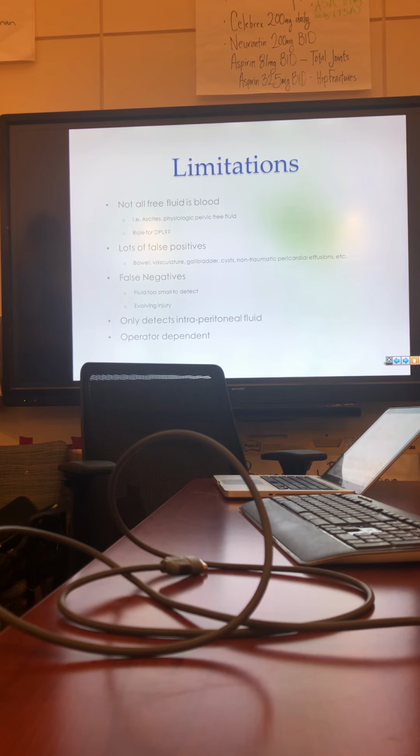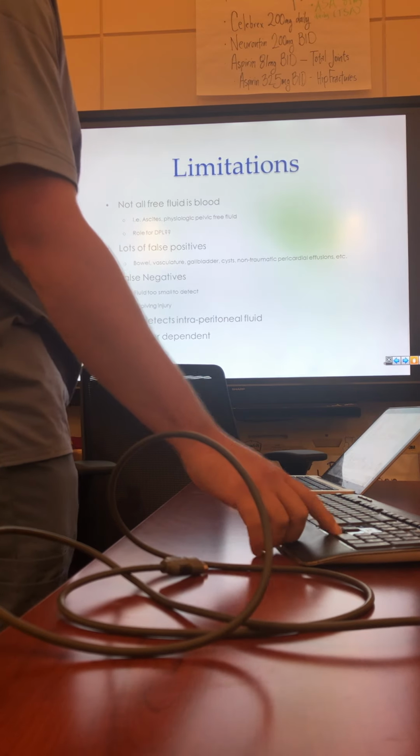Lots of false negatives. It might be too small to detect. And evolving injury. A lot of times you might do the FAST and it's completely negative because maybe there's only 100 cc's in the belly, but then they go to CAT scan and now there's more, and now the CAT scan reads it as much more blood. It doesn't mean that you missed it necessarily. It could be that they're actively bleeding and you're just a little too early. That does happen. It's not necessarily a miss.